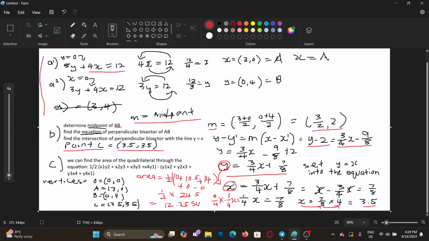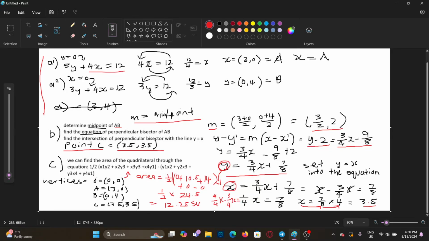Next, we're going to find the area of the quadrilateral OACB. First, we're going to explain the equation for the area, which is 1 over 2 times x1 y2 minus x2 y1, plus x2 y3, and so on and so forth. We already have all the vertices here. All we need to do is substitute them into the equation.